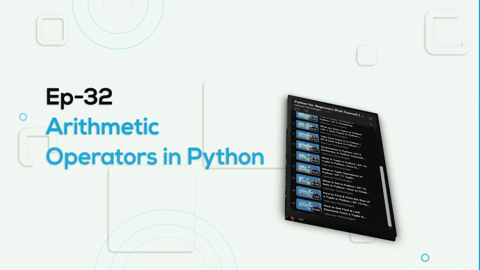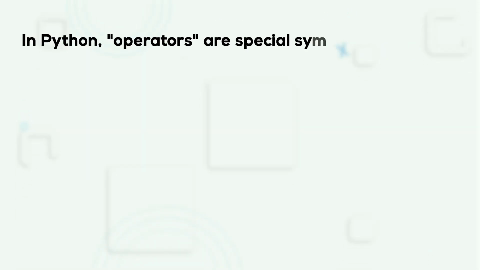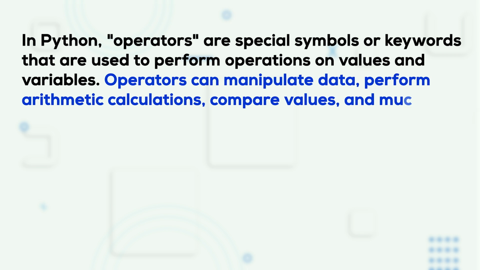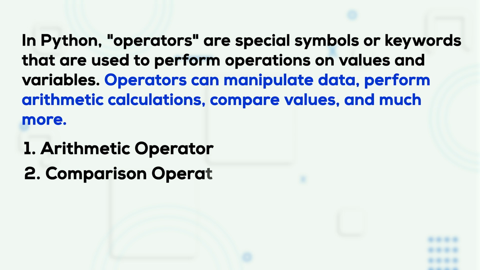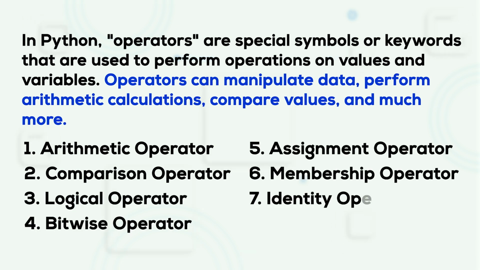In today's video, we will discuss the Python operators. Operators are used to perform operations on variables and values. Python divides these operators into different groups such as arithmetic operator, comparison operator, logical operator, bitwise operator, assignment operator, and finally membership and identity operator. In today's video, we will discuss the Python arithmetic operators.